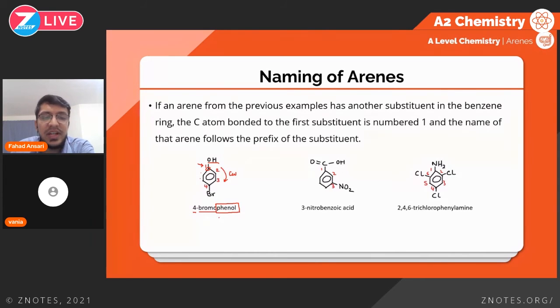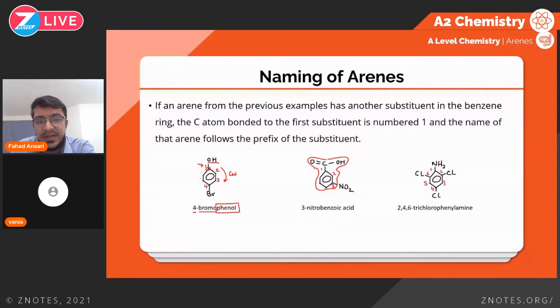I'm not going to introduce the number for the OH group because I know that benzene bonded to OH has a special name. That's phenol. So that's going to be my base compound, all right? And then the bromine is going to be the only substituent that I'm considering. And then over here, for example, I have benzoic acid. That is the base compound. Just highlight this over here.